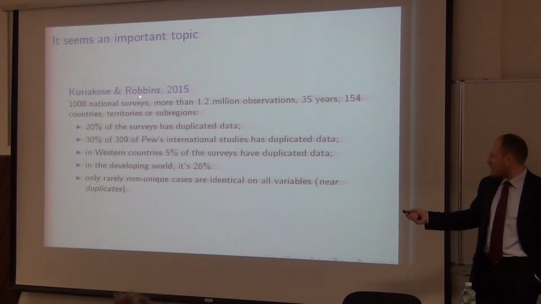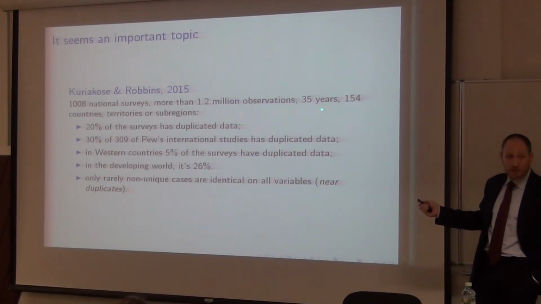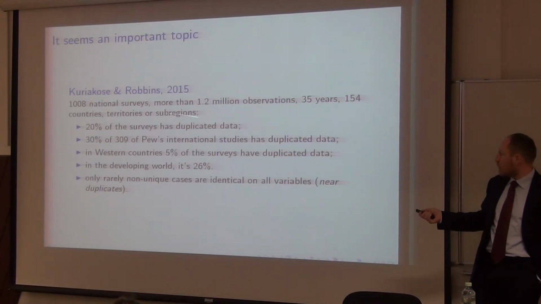But what they found is interesting. They analyzed 1,000 national surveys, more than 1.2 million observations, 35 years of surveys, 154 countries, territories or sub-regions. As I said, 1 out of 5 of the surveys have duplicated data. 1 out of 5.